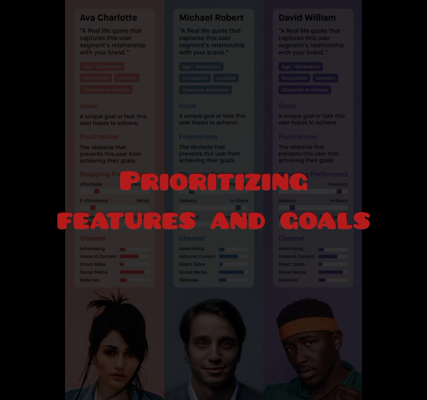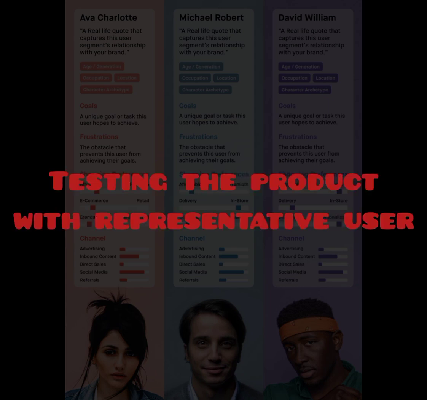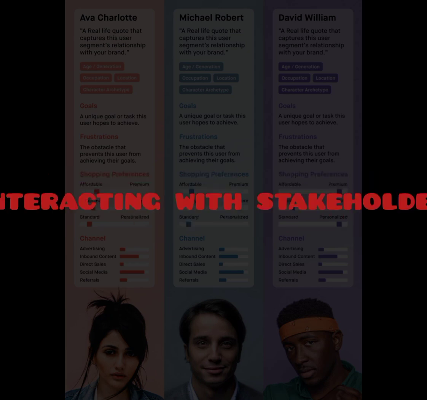And secondly, prioritizing features and goals based on needs and preferences of the user. Third one is testing the product with representative users to find out if there is any issue and improve the user experience. And then interacting with stakeholders, helping to understand empathy and support for user-centered design.